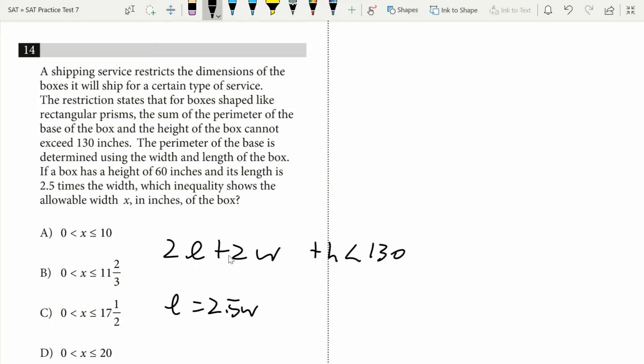So now I get 2 times 2.5W. That's going to give me 5W plus 2W. And then this H it said was 60, so I subtract 60 from 130 and I get 70. So now I get 7W must be less than 70. I divide each side by 7, and I get W has to be less than 10, but greater than 0. So I get A.